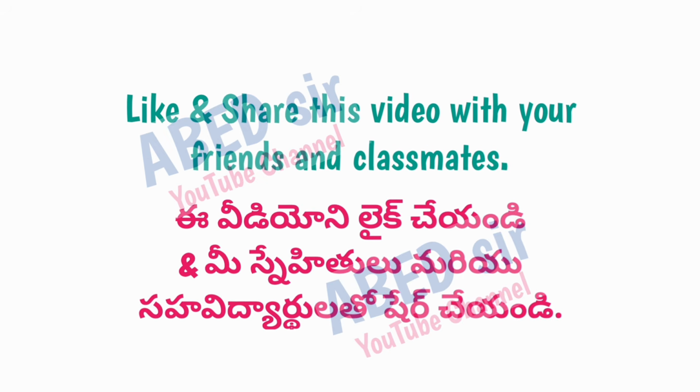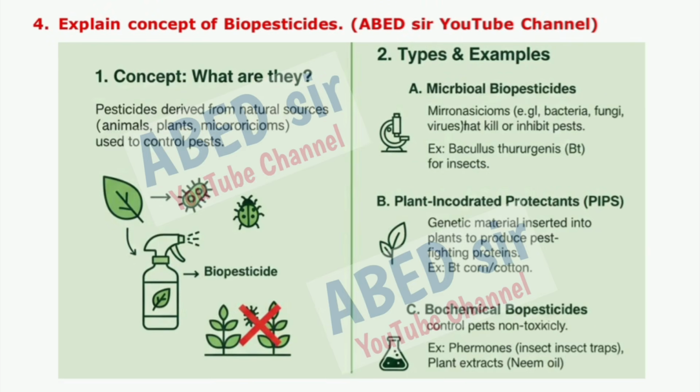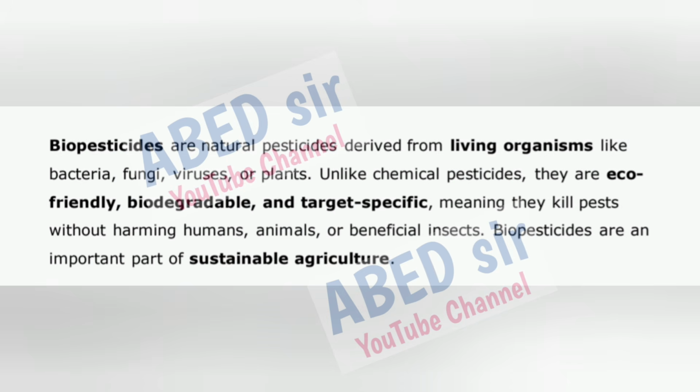Next important long question is: 4. Explain the concept of biopesticides. Biopesticides are natural pesticides derived from living organisms like bacteria, fungi, viruses, or plants. Unlike chemical pesticides, they are eco-friendly, biodegradable, and target-specific, meaning they kill pests without harming humans, animals, or beneficial insects. Biopesticides are an important part of sustainable agriculture.